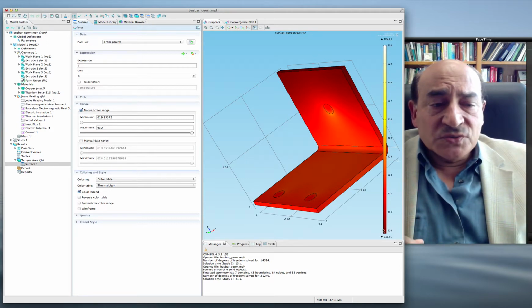So I'm going to stop here, and then we'll continue with another tutorial to finish up this multiphysics model for the Busbar.